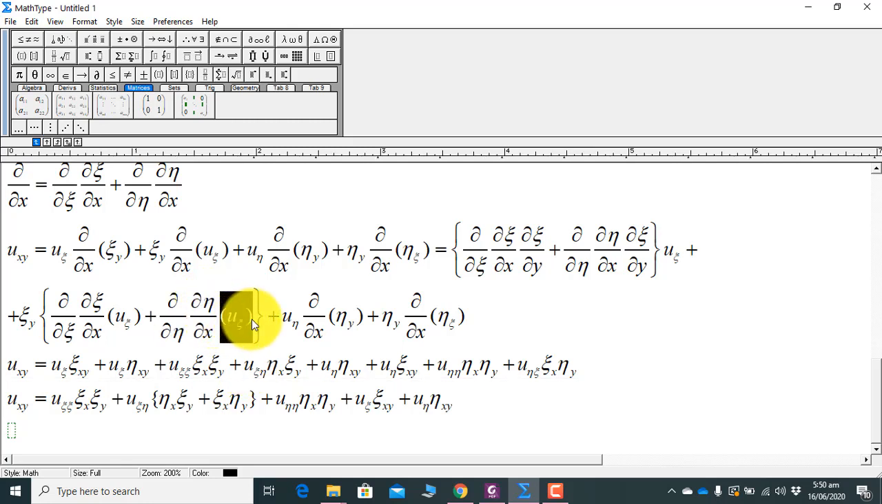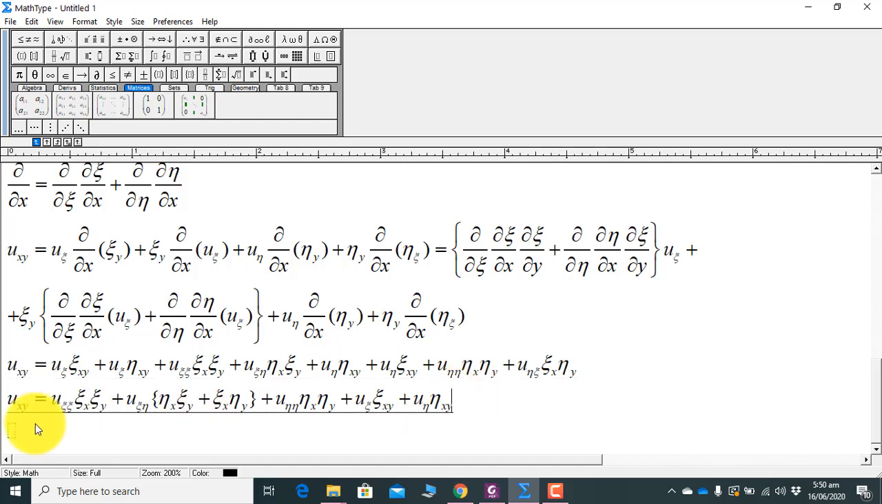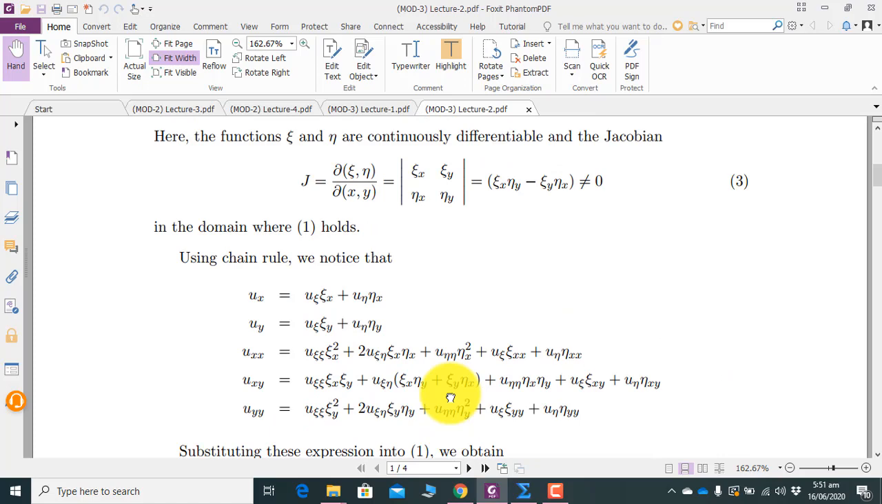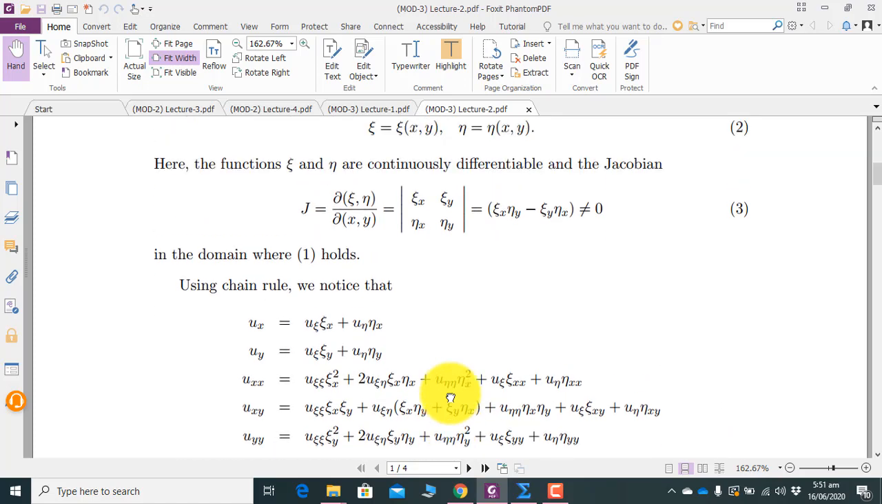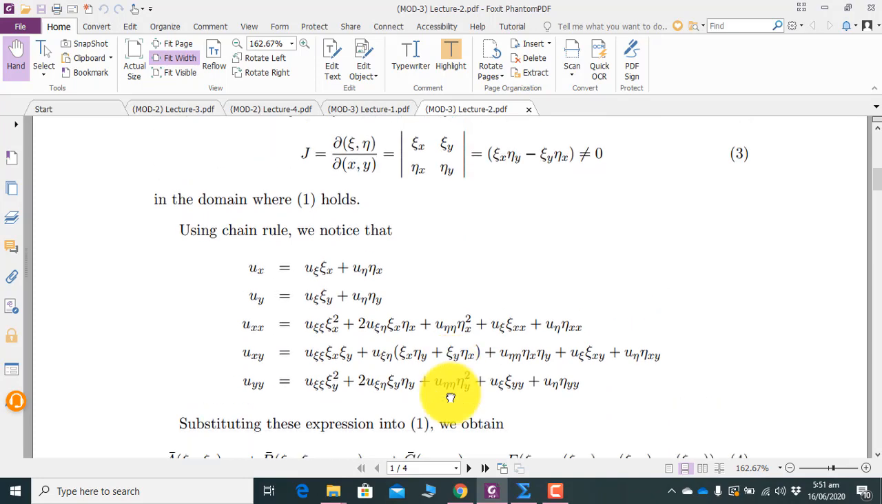The answer is u_xi xi, times xi_x eta_x. Similarly, xi_y is there, eta_x is there, and you will have u_xi eta. So you have a u_xi eta. Similarly, interchanging xi and eta, you can write the other four terms, and after rearrangement we have the u_xy answer. In general, what I was trying to tell you is that you should calculate this, but no problem, you now know how to calculate the partial derivatives under the new transformation.